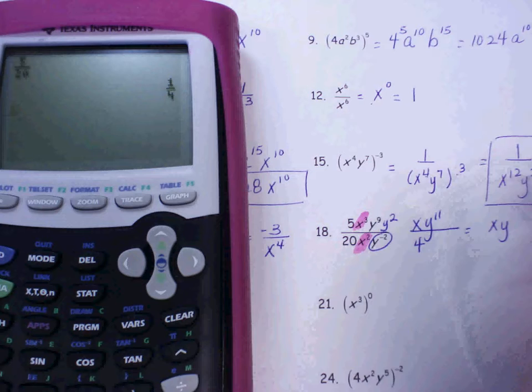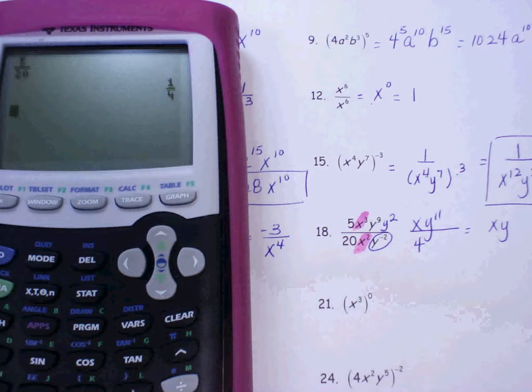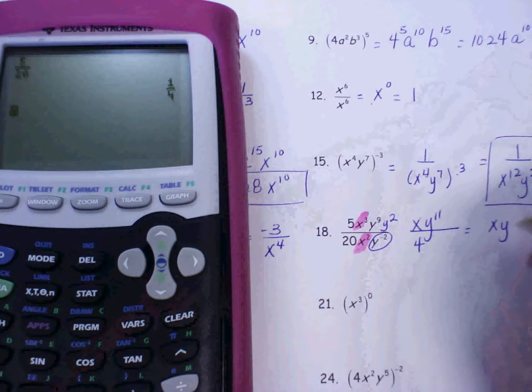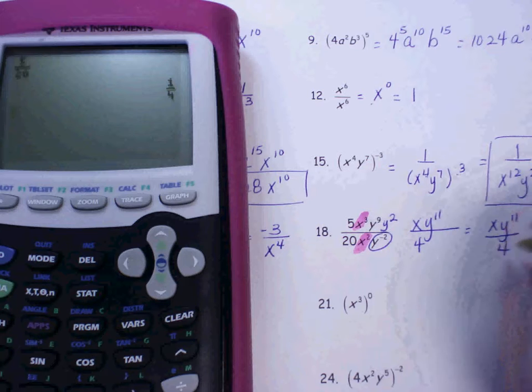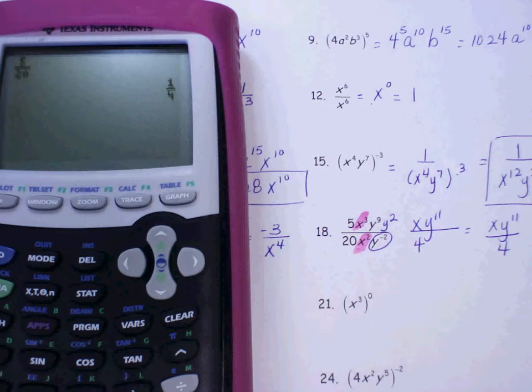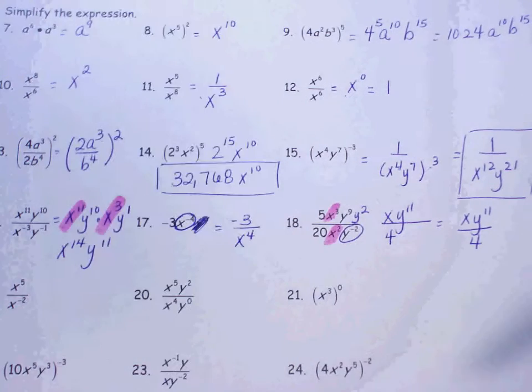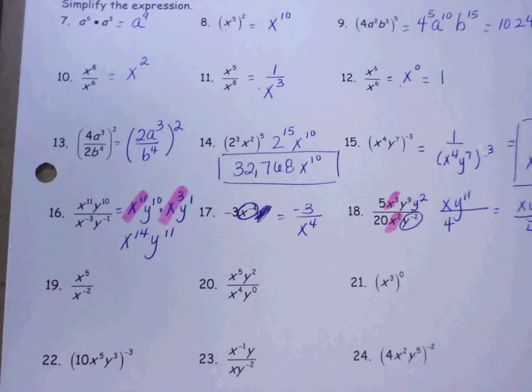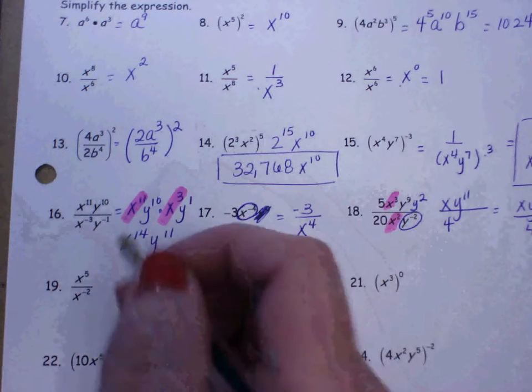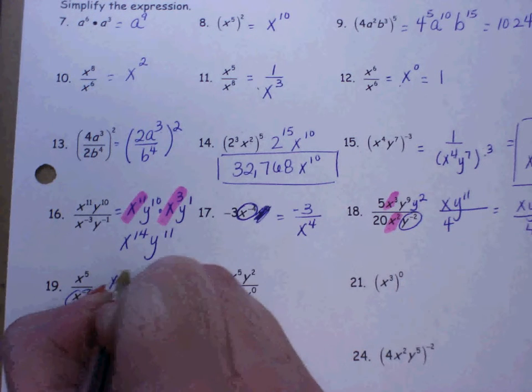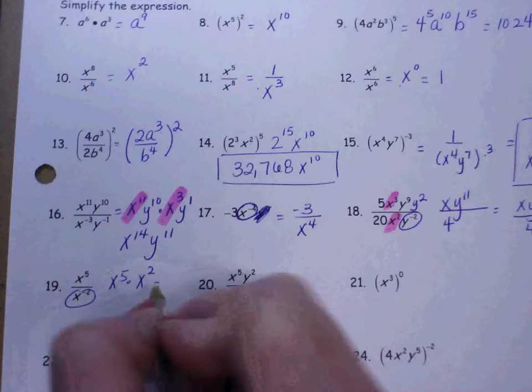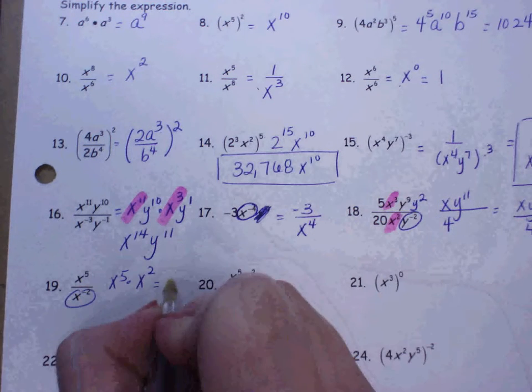All right, so my answer is X, Y, 11 over 4. No. Before we subtract, what are we going to do? Move it to the top. And then I can add.